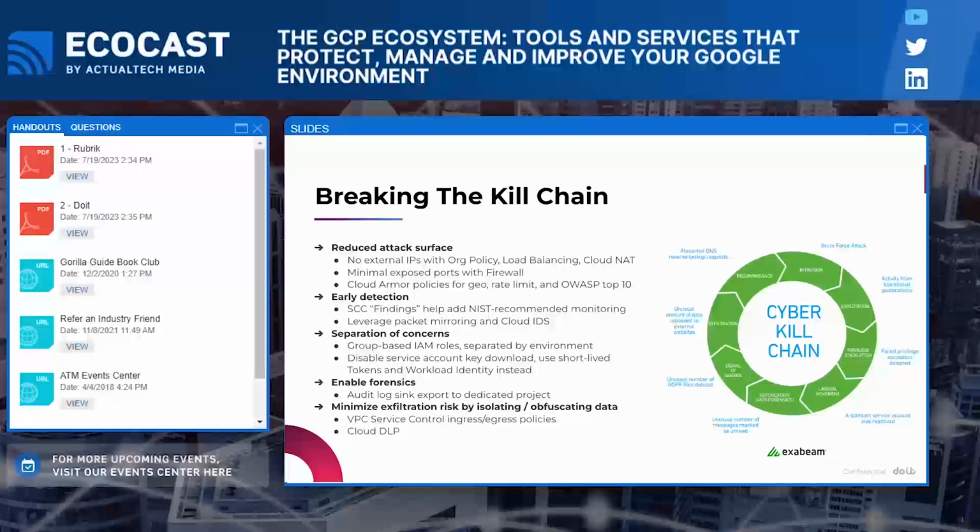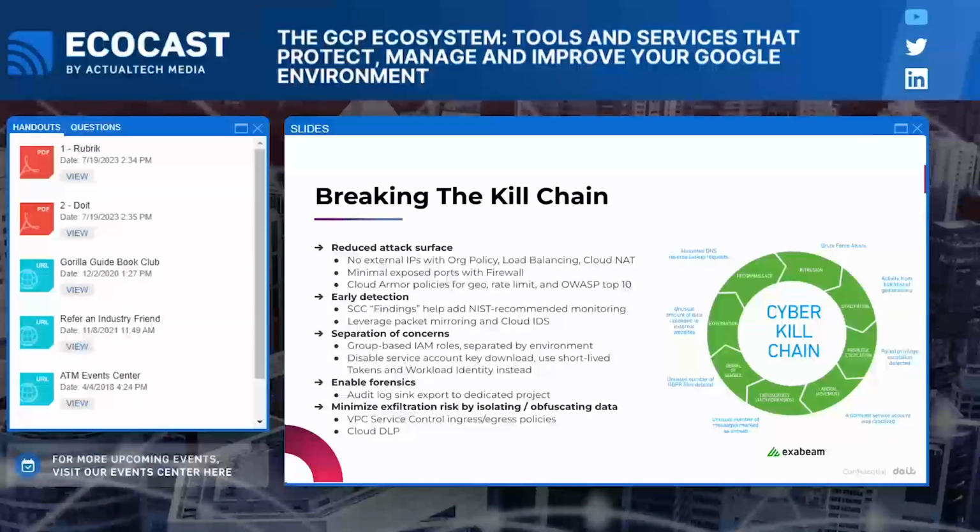Beyond that, to try to minimize lateral movement and obfuscation, you can separate concerns, like I mentioned before, with group-based IAM roles, separating your resources by environment, and also leveraging org policies to disable service account key downloads. And then from a forensic standpoint, to thwart the obfuscation phase, use audit log sinks to export your audit logs to a dedicated project. That way, up to the point where somebody might want to be covering their tracks, you have all the audit logs in a separate secure environment that's only accessible by a different team, so you can still do those forensics.